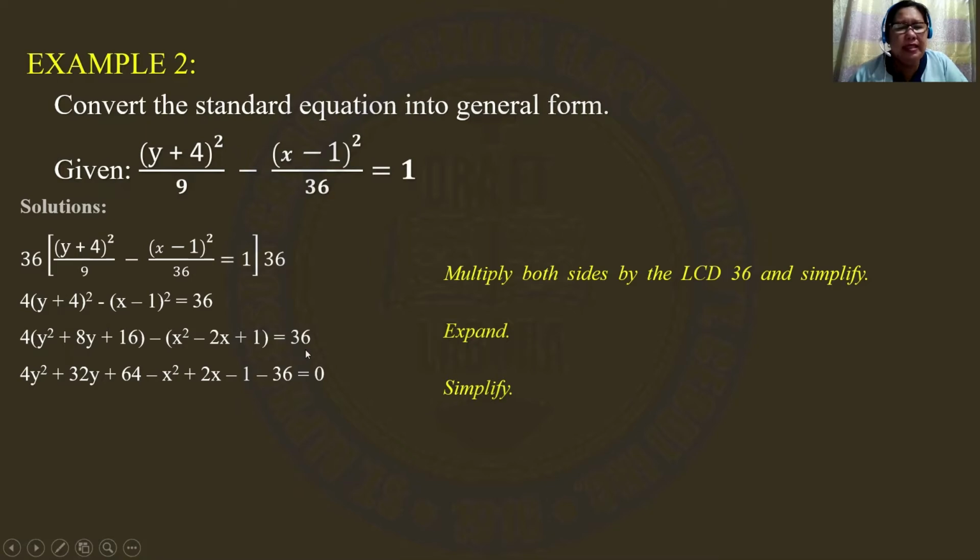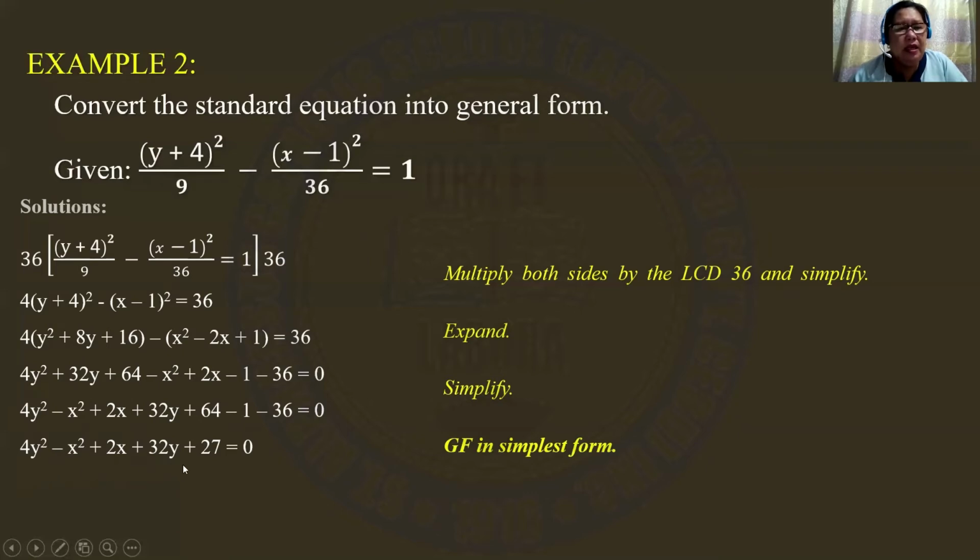Then transpose 36 to the other side. So you have negative 36 equals 0. And then rearrange. So what we have is 4y squared minus x squared plus 2x plus 32y plus 64 minus 1 minus 36 is equal to 0. And then simplify further. So what you have is 4y squared minus x squared plus 2x plus 32y plus 27 is equal to 0. And this is now the general form in simplest form.